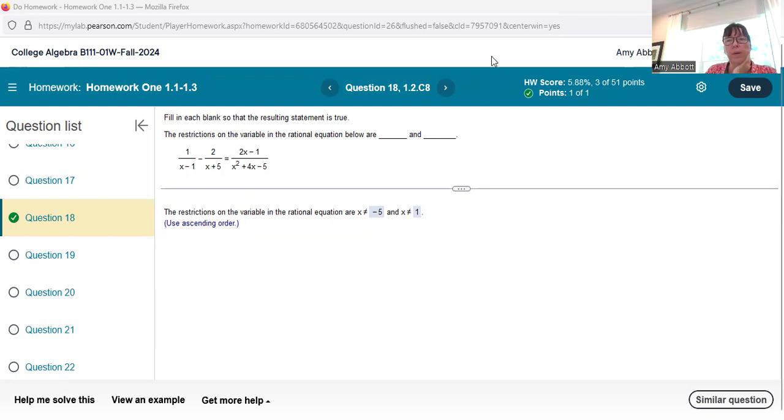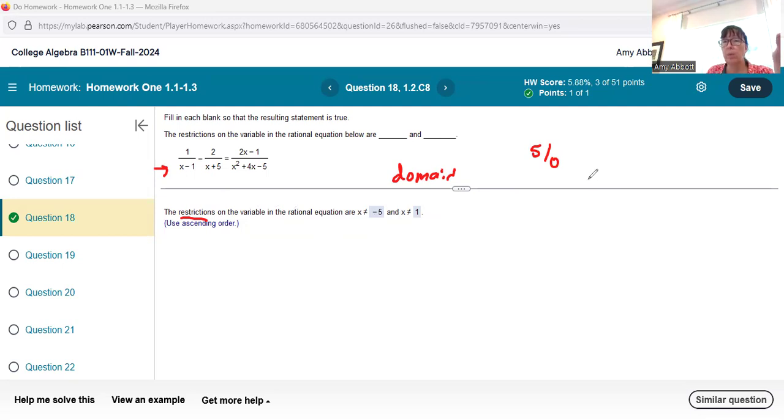So the first one here talks about restrictions, and another word for it is domain restrictions, because the problem is what can X not be? And in this case, the denominators here can't equal 0. Because if you divide by 0, try it on your calculator. If you do 5 divided by 0, it'll say that it doesn't exist.